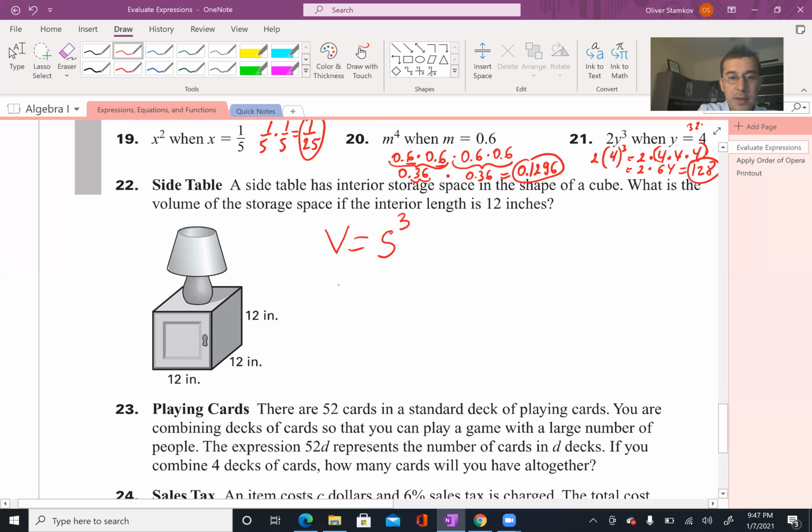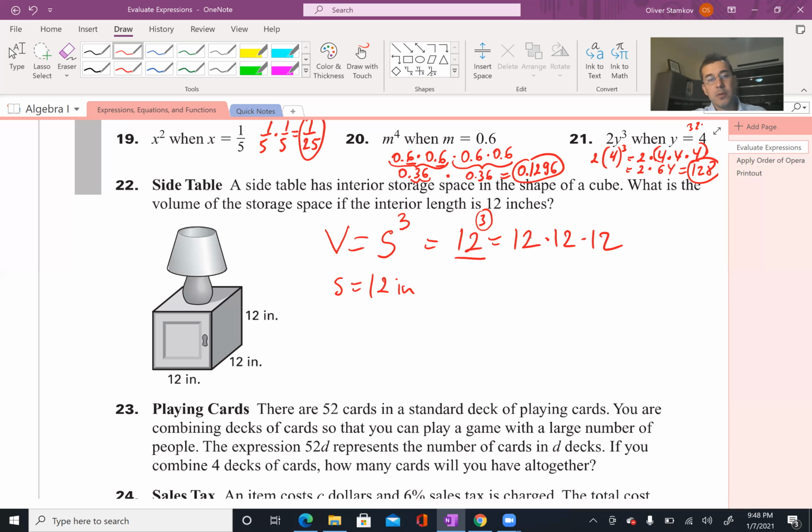So in this case, s is 12 inches. So the formula will be 12 to the 3rd, where the base is 12 and the exponent is 3. And then 12 times 12 is 144. If you do a lot of math, you're going to learn that 12 times 12 is 144. Maybe something that you need to remember. I think it's good to remember that. So it's 144 times 12. And so let's compute this.